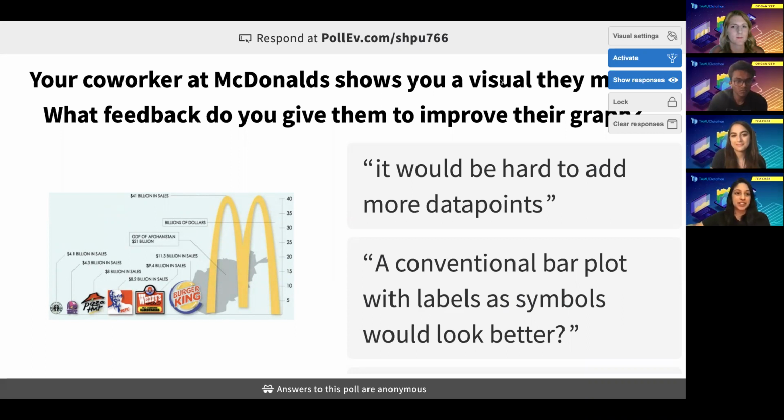Cool. So we're gonna move on to the next question. I feel like everyone got an understanding of why this is not the best way to represent data.